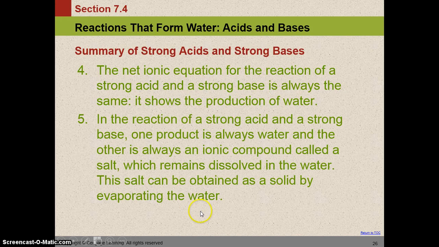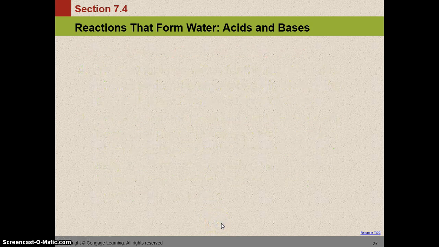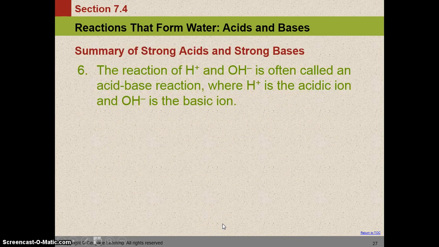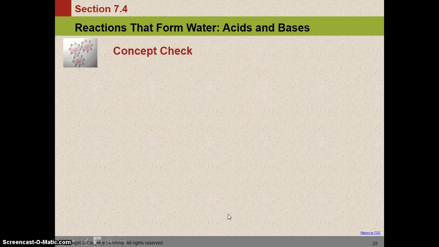It shows the product of water. And in the reaction of a strong acid and a strong base, one product is always water, the other is always an ionic compound we call a salt, which remains dissolved in the water. This salt can be obtained as a solid by evaporating the water from it. The reaction of H plus and OH minus is often called an acid-base reaction. H plus is the acidic ion and OH minus is the basic ion.